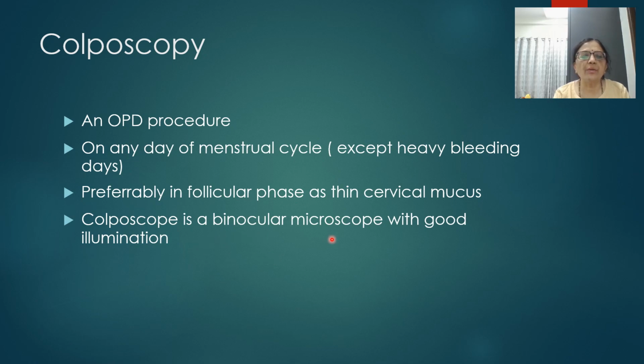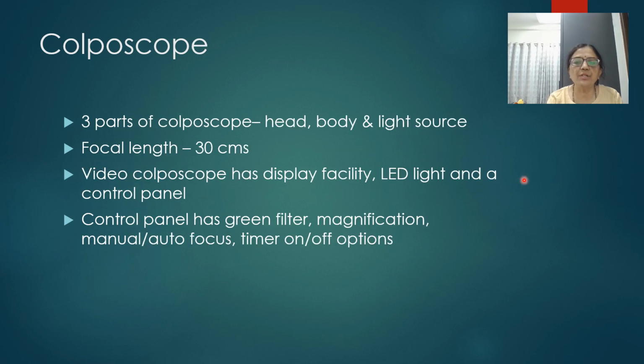The colposcope itself is a binocular microscope with good illumination. It magnifies, and the magnification is from 6 to 40 times. It has 3 parts: head, body, and light source. The focal length of the colposcope is around 30 centimeters. That is important. Whenever we are looking at the cervix with the colposcope, the distance between the cervix and the scope should be around 30 centimeters.